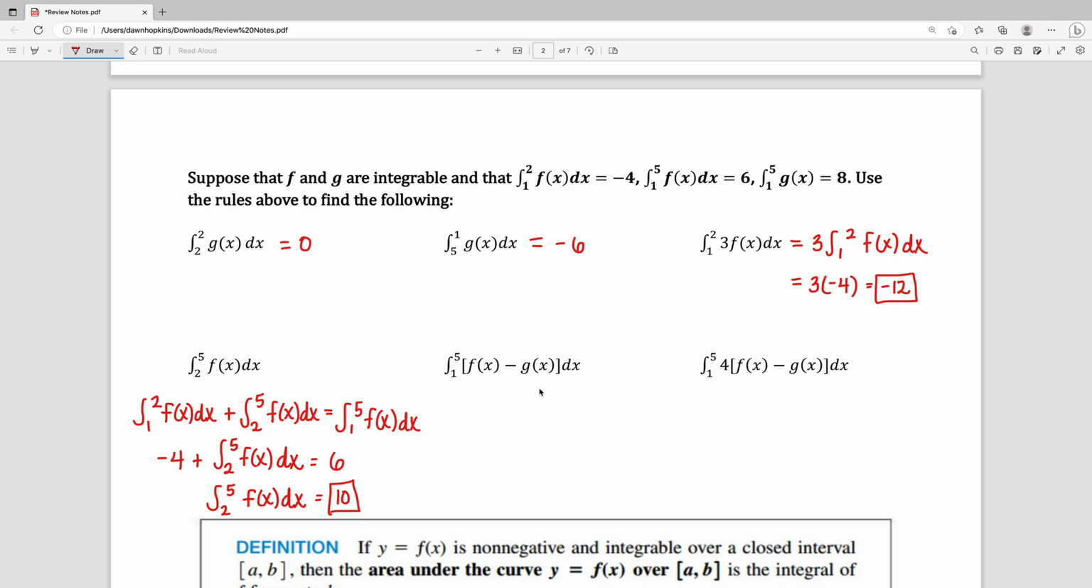The next one now is asking us to find the integral from 1 to 5 of f of x minus g of x dx. So we have values from 1 to 5 of the f function and the g function, so you're just simply going to subtract. This is the same thing as if you were to write the integral from 1 to 5 of f of x dx minus the integral from 1 to 5 of that g function. So it's simple subtraction. It's going to be 6 minus 8, or -2.